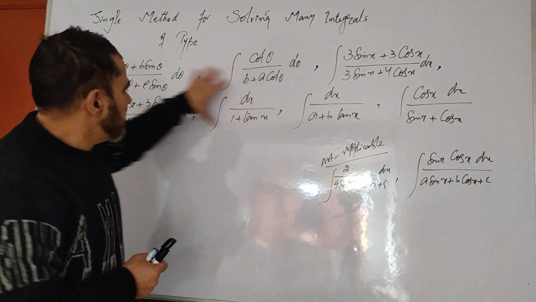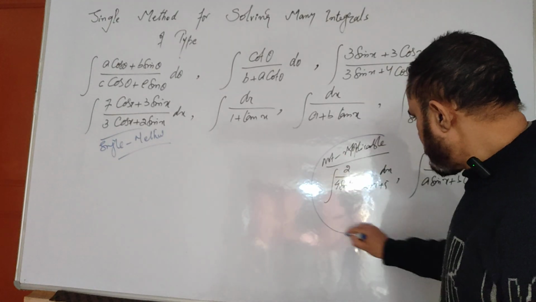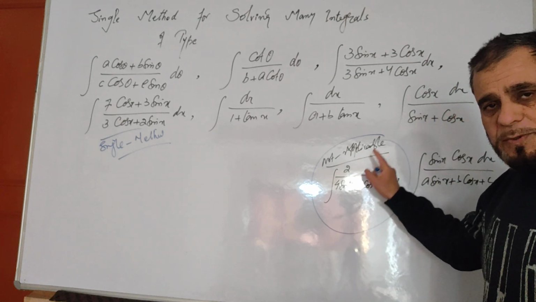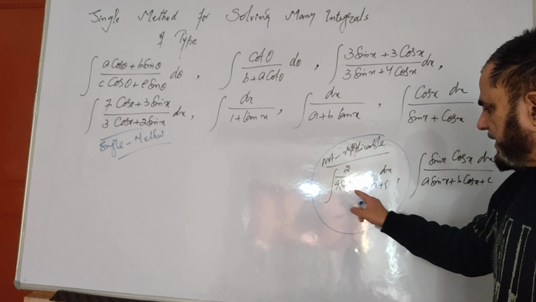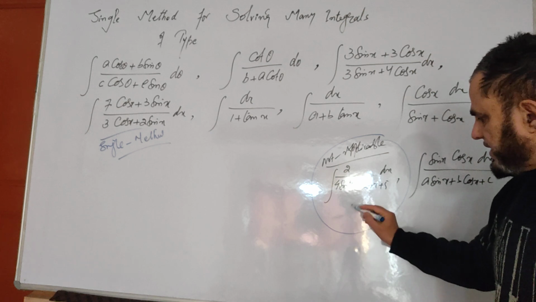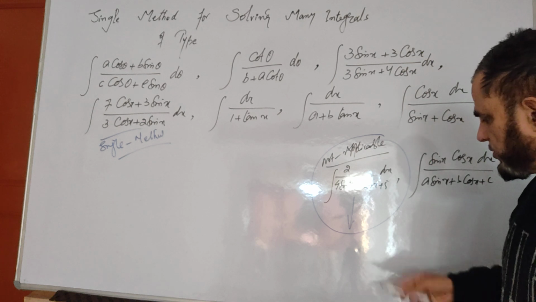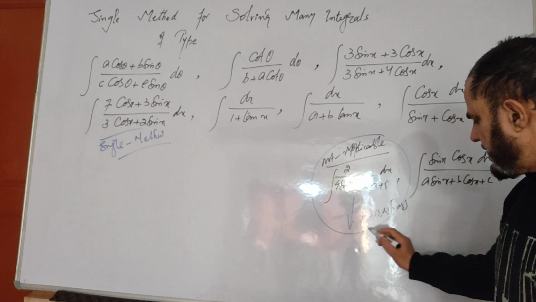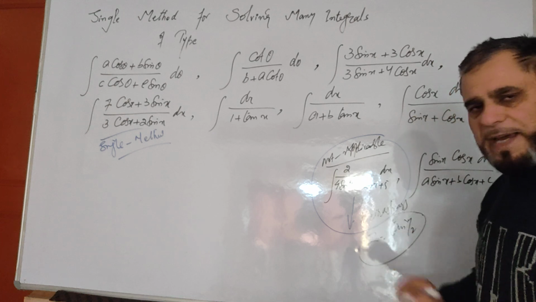I have mentioned that this method is not applicable to integrals where in the numerator you don't have sine or cos, okay? You have some constant by 4 sine x minus 3 cos x plus 5 dx. Such integrals we do by the method of Weierstrass substitution. That is known as Weierstrass substitution. You put z equal to tan of x by 2, or t equal to tan of x by 2.